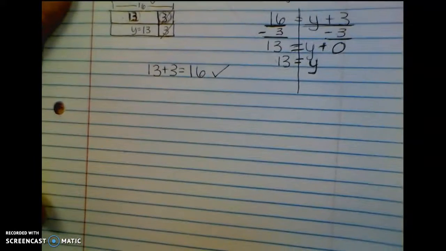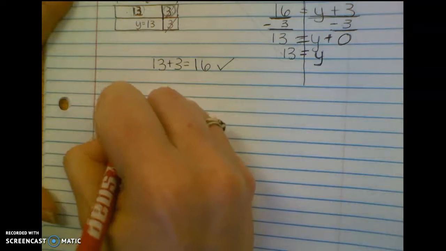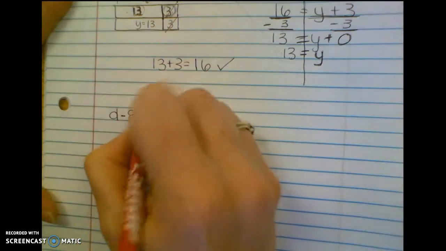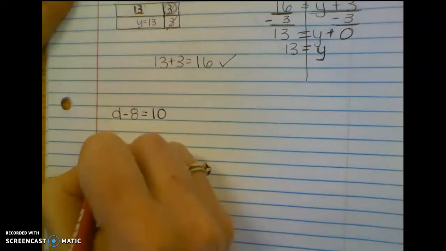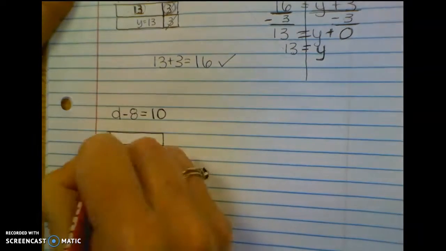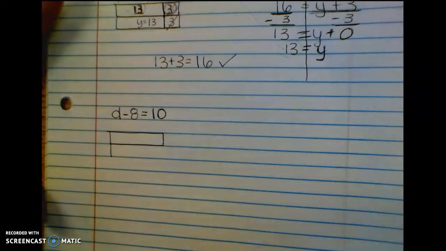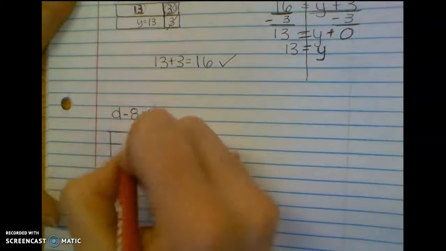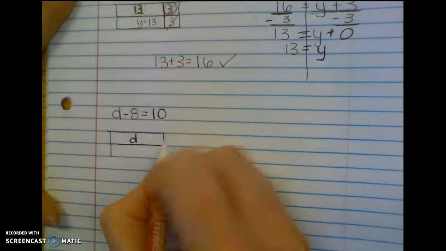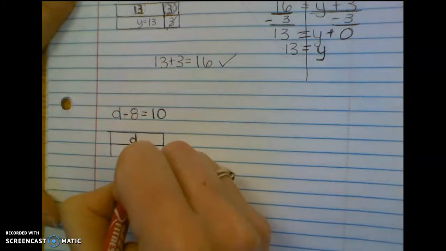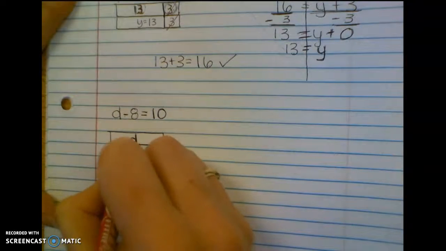Now let's do a subtraction problem. What if we had d minus 8 equals 10? So on this tape diagram, remember we're thinking about part, whole. So when I think of this equation, which one is the whole? In this case, d is the whole. And then in my mind, we go back 8, so we take off 8 here.